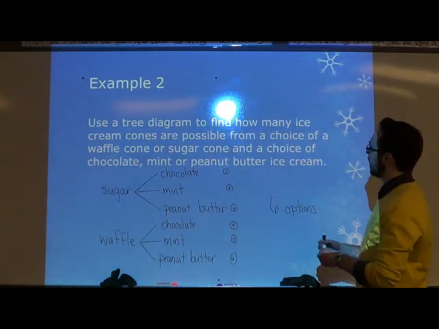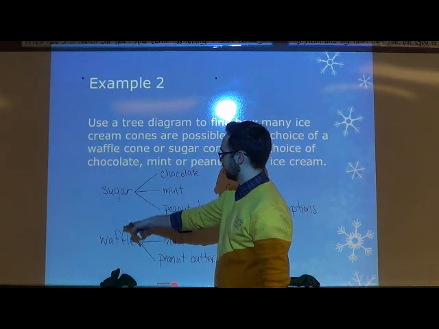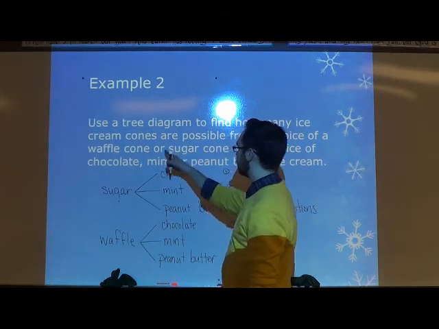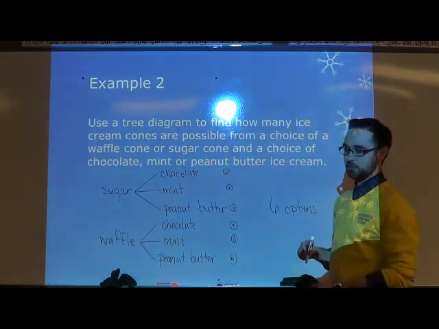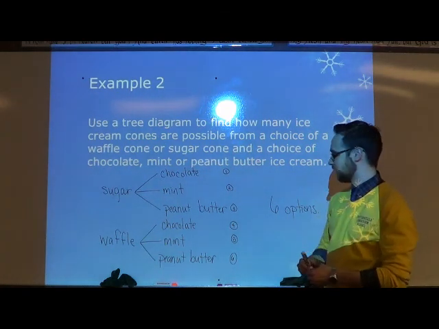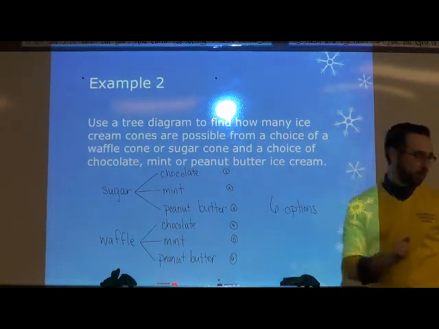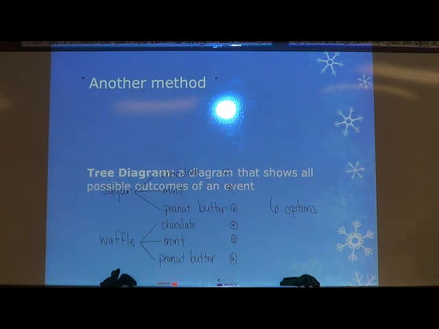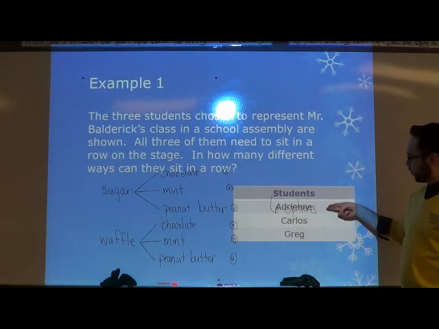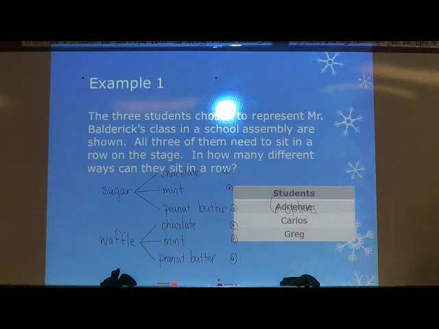Now both of these examples lead us to what we call the fundamental counting principle. Because notice, I had 2 options here, and 3 options. So I had 2 cone options and 3 ice cream options. 2 times 3 is 6.